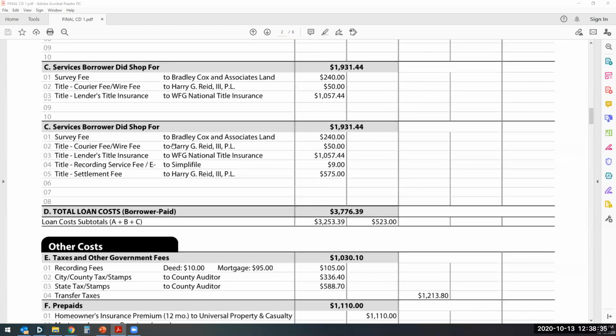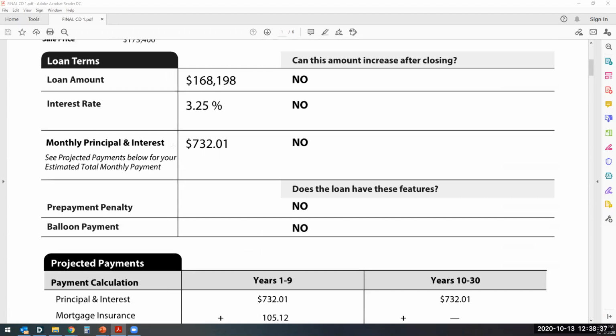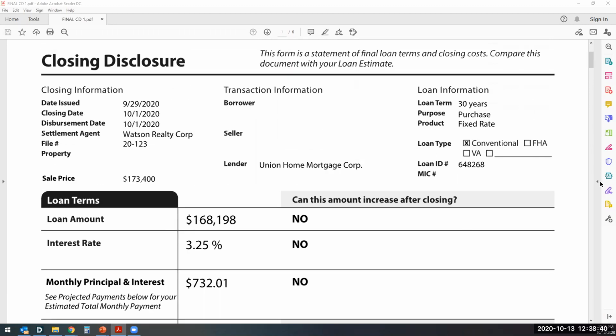Besides that, it's very important also to look at your page 1. Page 1, loan terms. That's something they always ask me: is this a fixed rate? Yes, you're going to see it on page 1, right on the top, fixed rate, and that it is a conventional loan, and what the interest rate is going to be.